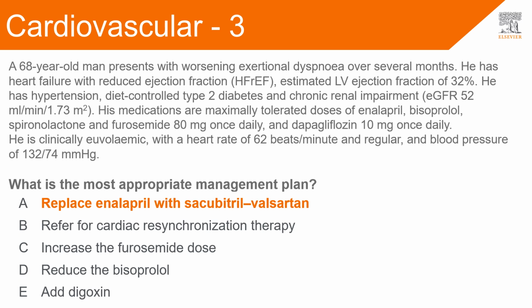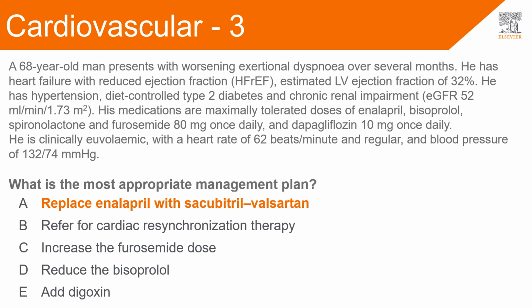What about option C? Increase the furosemide dose. Now, furosemide is a diuretic, and diuretics are essential for managing things like volume overload in patients with heart failure. But we've told you in this vignette, this patient is clinically euvolemic, so he does not show any signs of fluid overload. So by that, I mean things like peripheral edema or pulmonary congestion. And increasing the diuretic dosage can actually lead to hypovolemia and renal dysfunction because of his pre-existing chronic renal impairment.